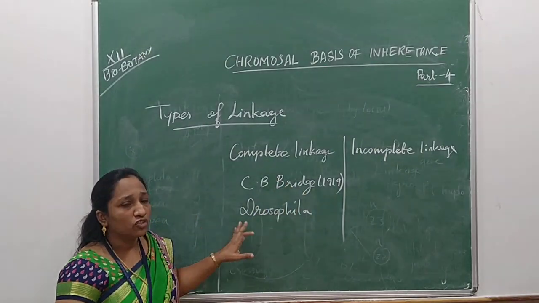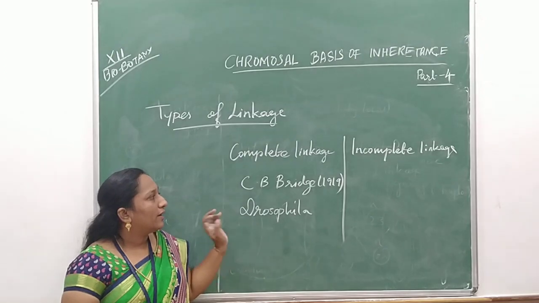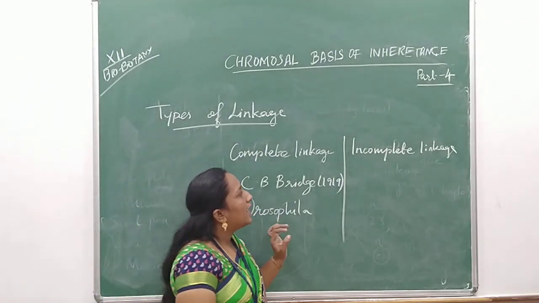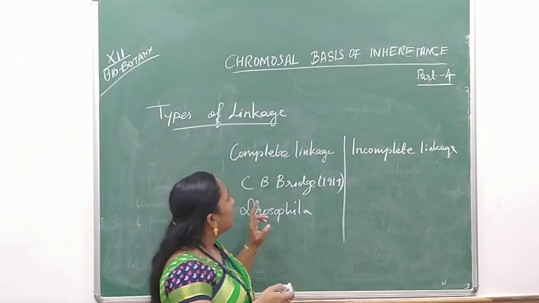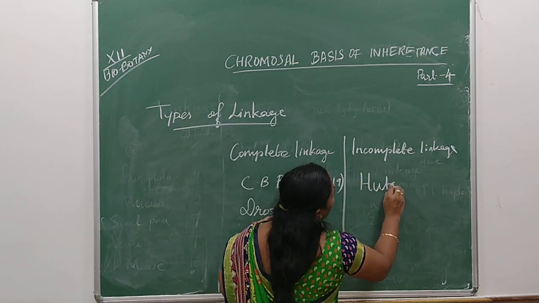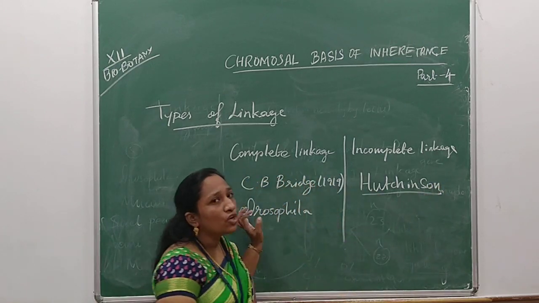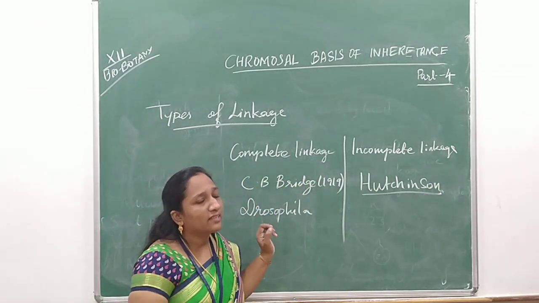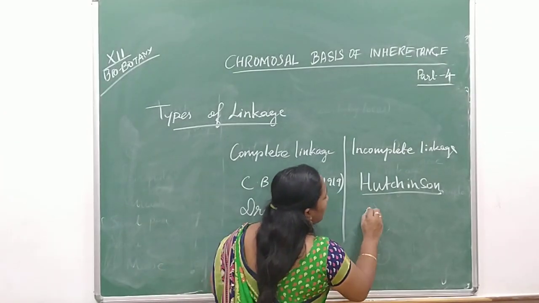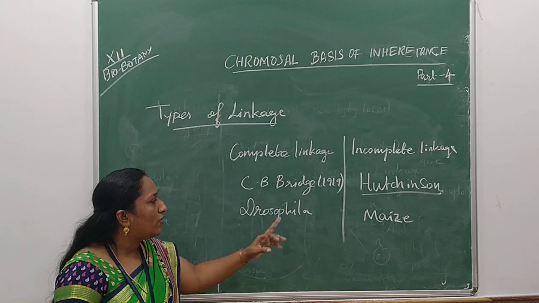With the help of Drosophila. So I have taken a species Drosophila for its experiment. And for incomplete linkage, Hutchinson is a scientist who did the research to prove the incomplete linkage with the example maize. He did a cross with the help of maize.